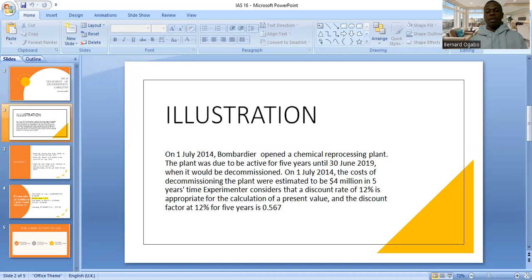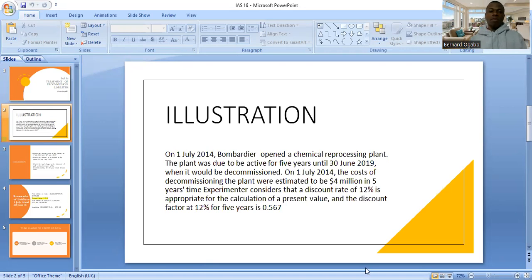And once that happens, you make a provision for how much you're going to pay at the time you're supposed to return the site to how it used to be. And IAS 16 property, plant, and equipment require us to add that cost to the cost of your property, plant, and equipment, as you may have seen in our previous video. So we want to look at a short illustration and see how we treat that.